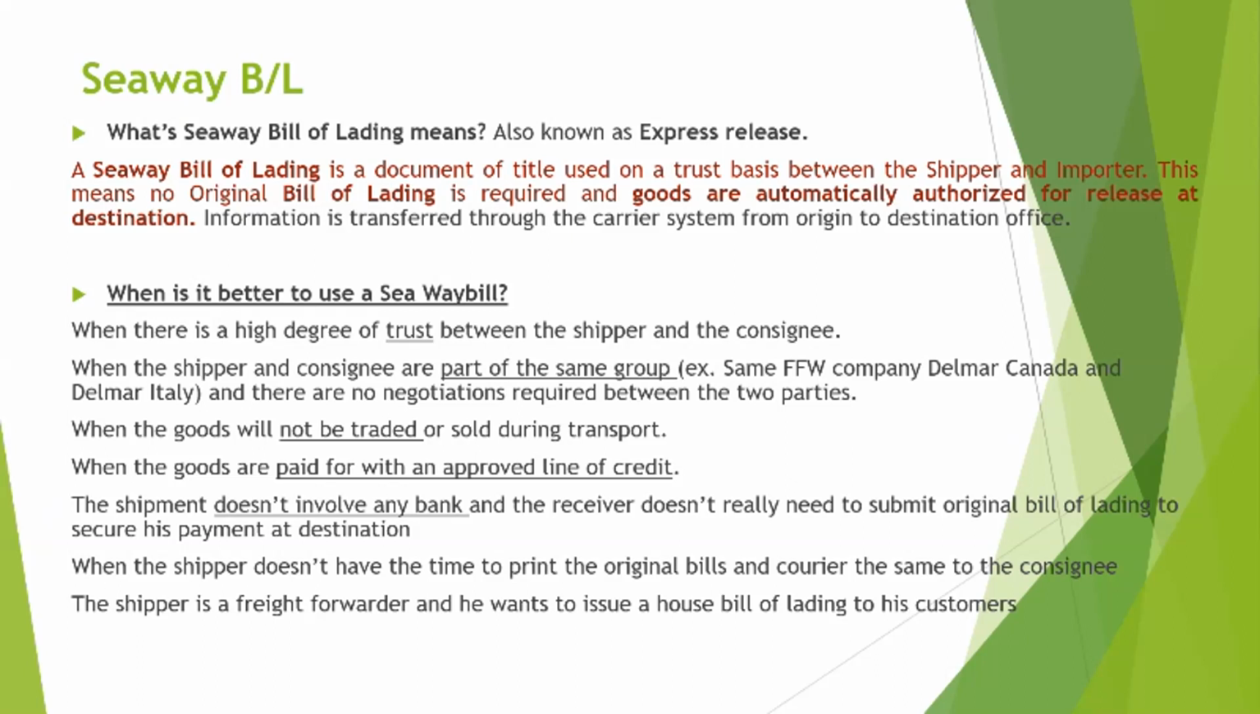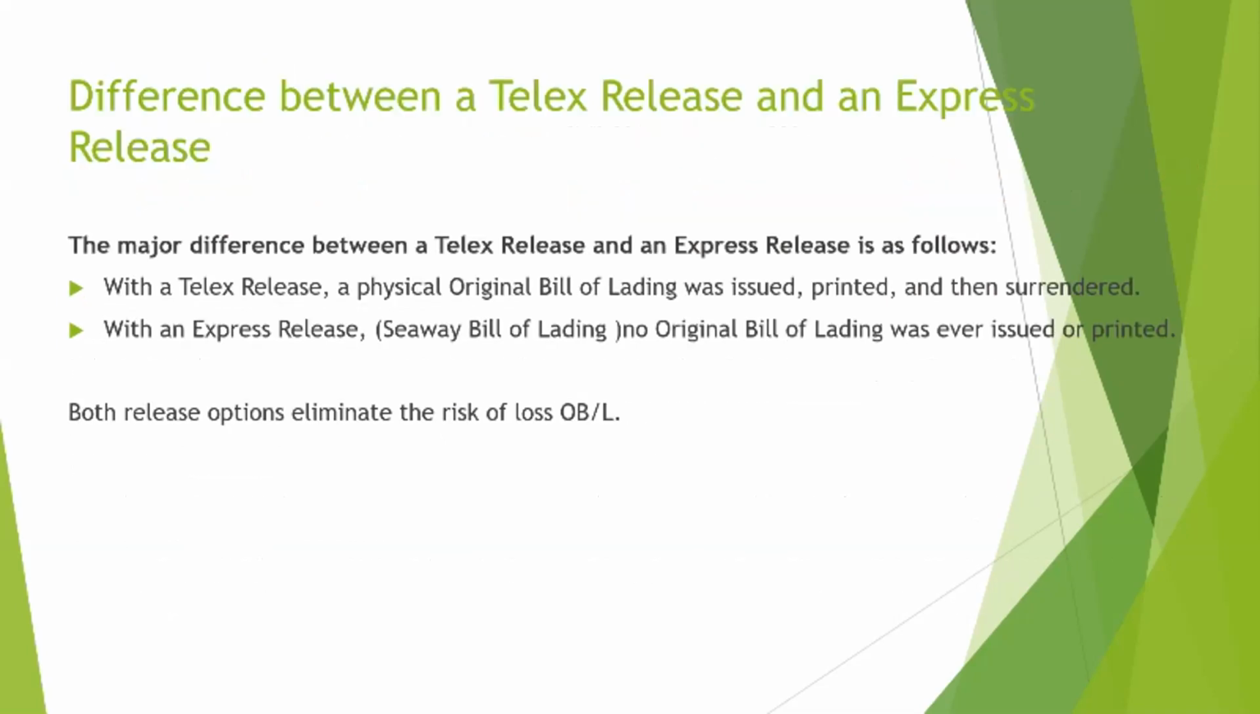When the goods are paid for with an approved line of credit, you are not involved in the process of collecting money. So you already know that you will receive the money in any case, because maybe it's your partner, it's your subsidiary company. So you're not worried about collecting your money. So these are the C-way bill uses, and let's look at the difference between a telex release and the express release. Let's compare these two.